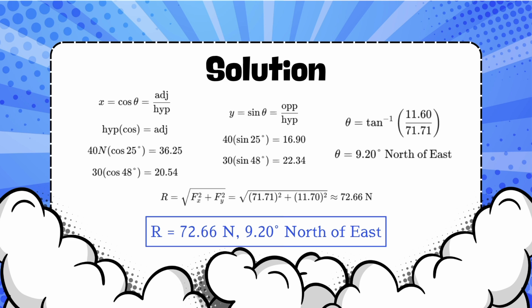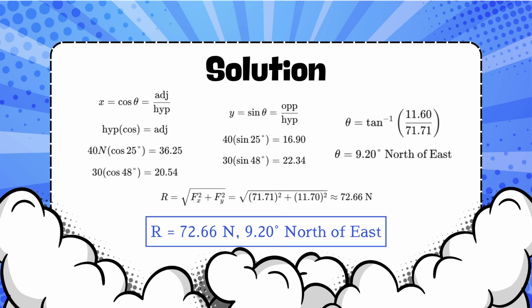So to do this, we must add the x A to C and the y A to C. So first, we must find the x R. So 65 plus 36.25 plus negative 29.54. So our answer is 71.71. And for the y, let's add 0 plus 16.90 plus negative 8.21. So for our answer, we have 11.69.